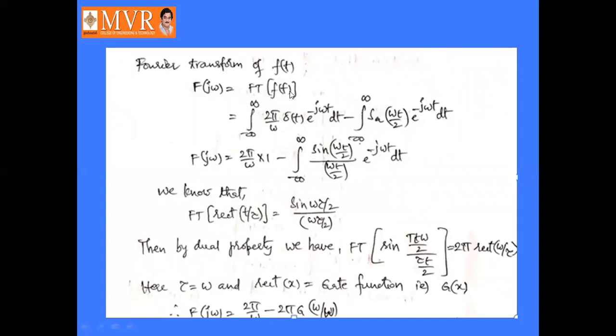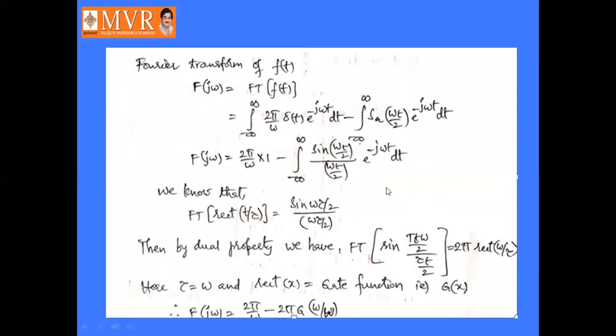But this is delta of t. This is the impulse function. It exists only at t equal to 0. At t equal to 0, its value is 1. So delta of 0 is 1, and e power 0 is 1. So it is 2 pi by omega into 1, minus the integral from minus infinity to infinity of sin of omega t by 2 by omega t by 2 into e power minus j omega t dt.